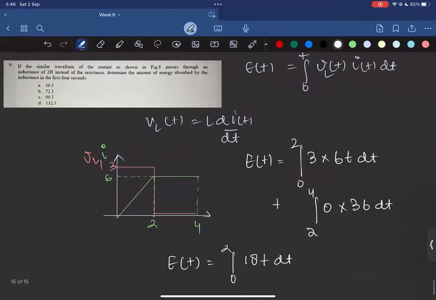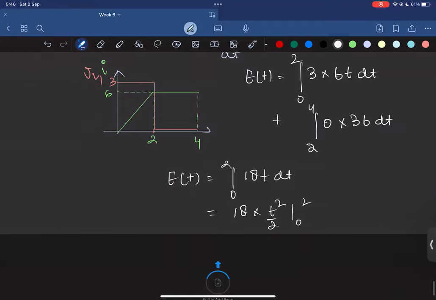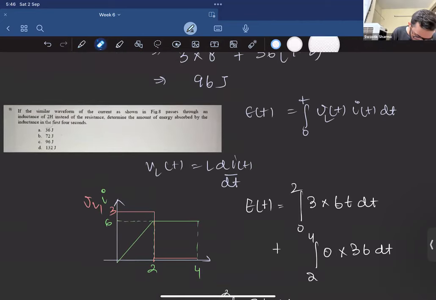36. No, wait, the last one will be 0. Just... Seventy-two. 72? 36. 36. Okay.